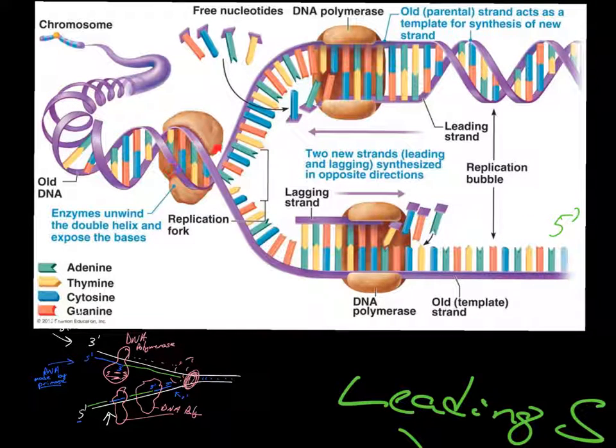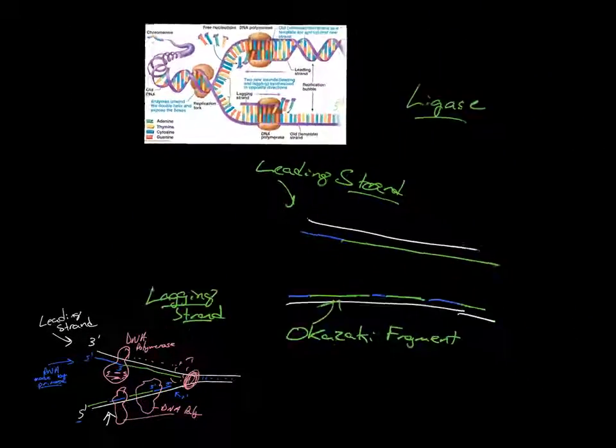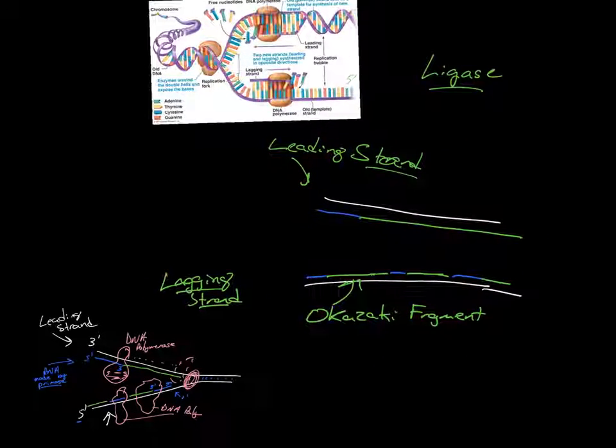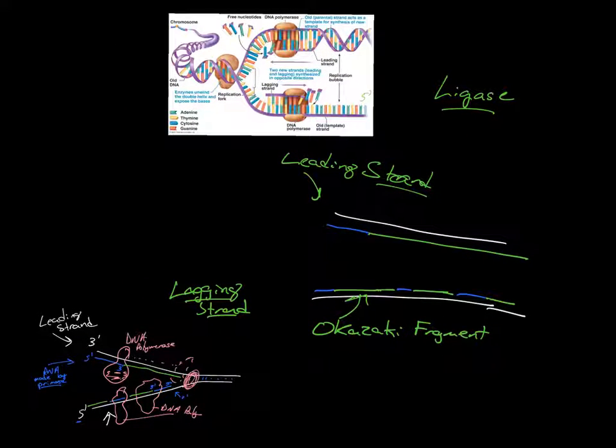What is this thing that's unwinding this? What's it called? Helicase, DNA polymerase. What's going to take the Okazaki fragments and bind them together? Ligase. So know those terms, know those terms, know those terms. They will be tested, and we're done with DNA replication. That's all you have to know.